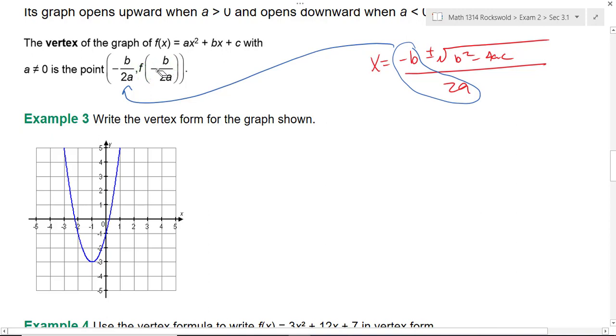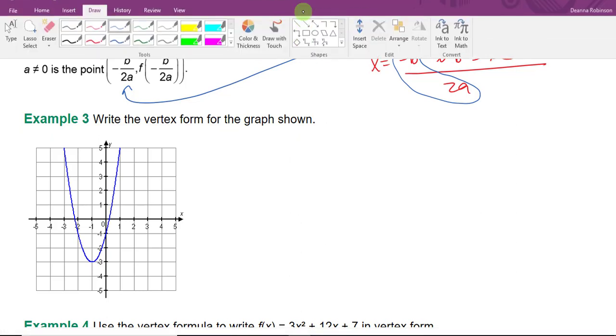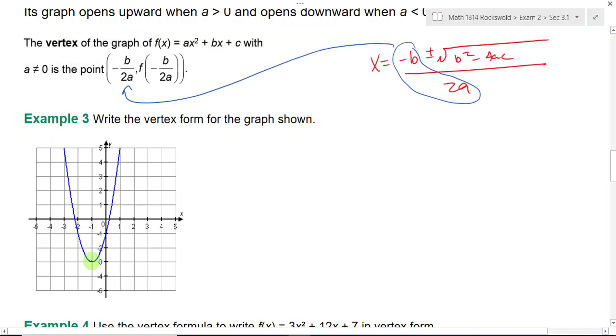In example 3, we're asked to write the vertex form for the graph that's shown. This would be easier if we first identify what the ordered pairs are associated with this vertex. This vertex is going to be where? What are the coordinates of it?